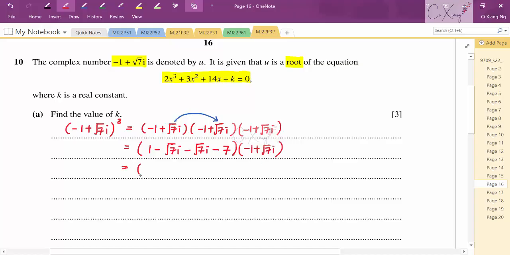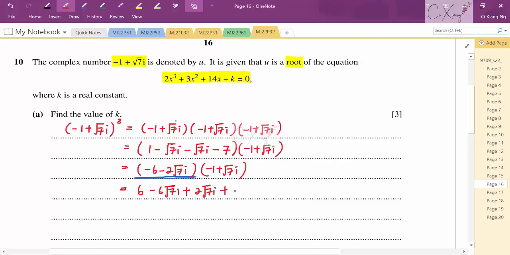Before I further expand it, I will try to simplify it first. If I simplify this first bracket here, I'm having negative 6 minus 2 square root 7i. Then multiply with negative 1 plus square root 7i. Please take note also, this answer is actually the x squared, or negative 1 plus square root 7i squared. All right, I have to proceed further so that I can get a power 3. So negative 6 times negative 1, I get a 6. And I'm having negative 6 square root 7i plus 2 square root 7i.